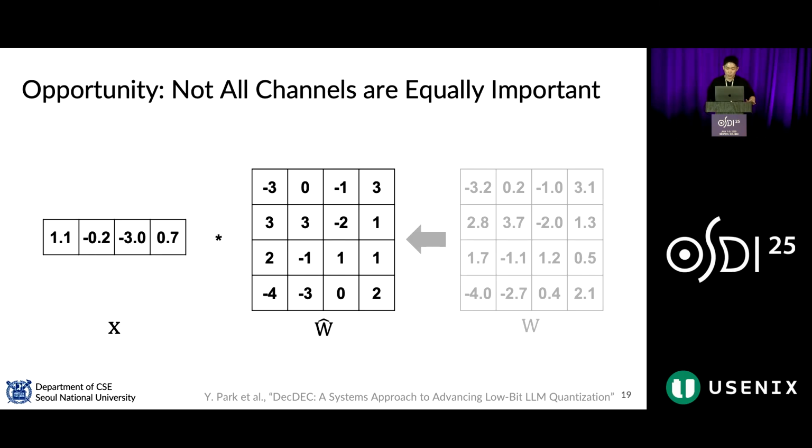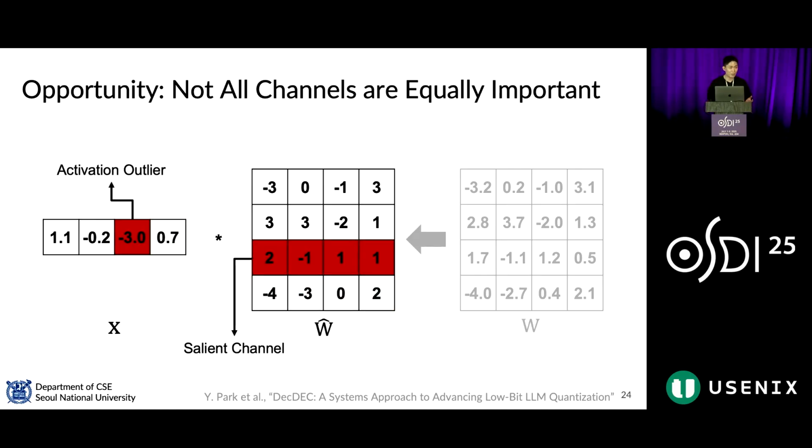To tackle this problem, we focused on one key observation. Not all channels in the weights are equally important. From now on, I'll be using the term channel, and you can just simply think of channels as the rows of the weight matrix. Let's consider a simple example where a 4-element vector is multiplied by a quantized 4x4 weight matrix. In this case, the first element of the vector is multiplied with the first channel of the weight matrix. And the second element is multiplied with the second channel. The same goes for the third and fourth element.